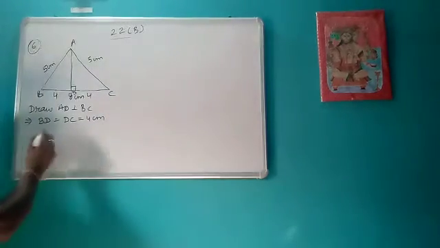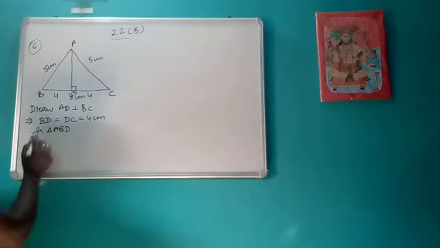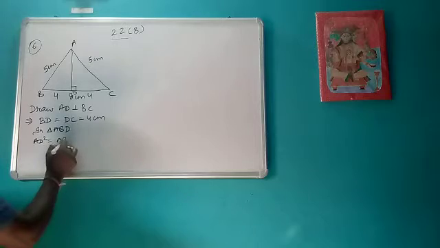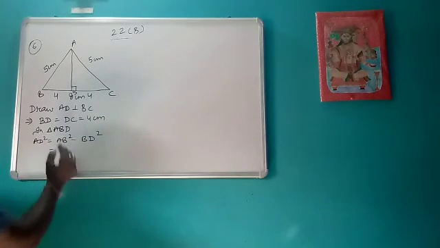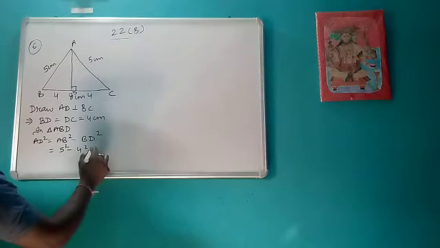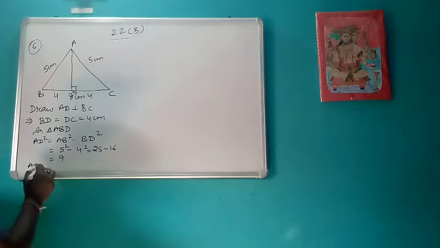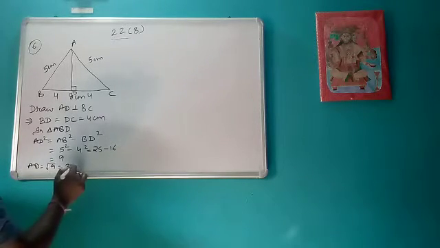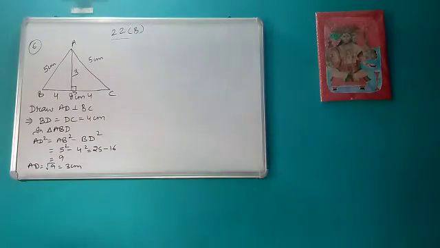Now in triangle ABD, we will calculate the unequal side, that is AD square is equal to AB square minus BD square. So what is AB? AB was 5, so 5 square minus 4 square, that is 25 minus 16 is equal to 9. So AD will be square root of 9, that is 3 centimeter. So this is 3 centimeter. So after doing these calculations, now we will start to find the values.